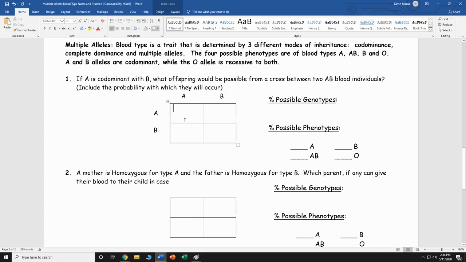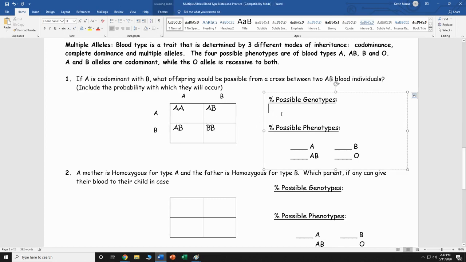All right. Inside, this A is going to come down. This A is going to come across. We're going to have type AA. Over here, it's going to be A and B. Over here, it's going to be A and B. Over here, it's going to be B and B.